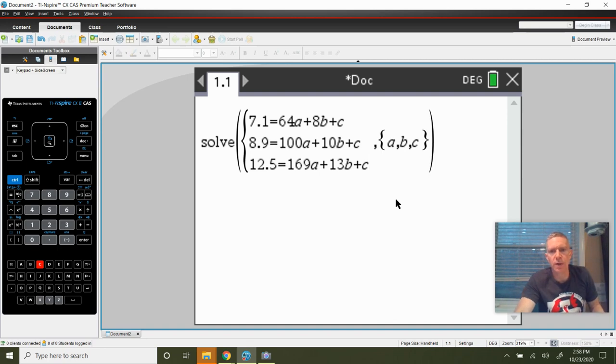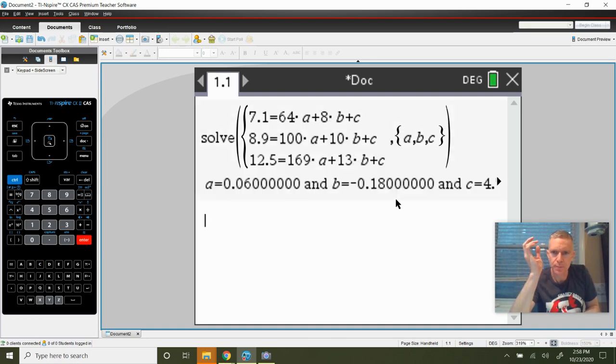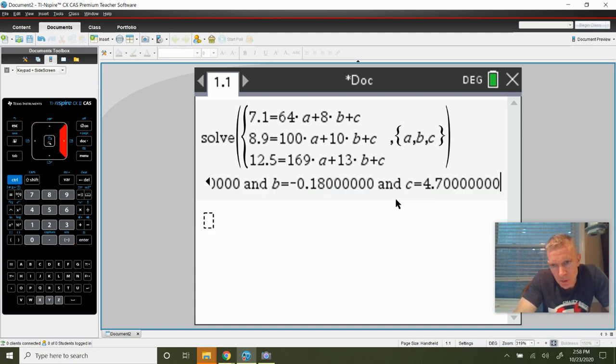Okay, you're solving for A, B, C. Let's just double check. I don't want to make mistakes. Okay, hit enter. Okay, so here's your values. What you end up with, and I always write these down, A equals 0.06, B equals negative 0.18. Now, if you arrow up to this, you can arrow to the right, and you can see that C value. C equals 4.7.